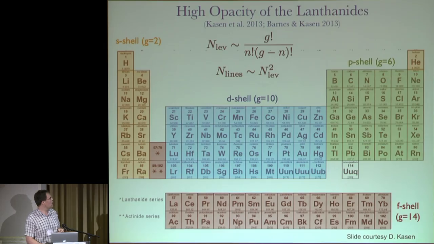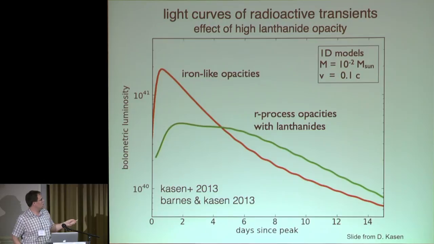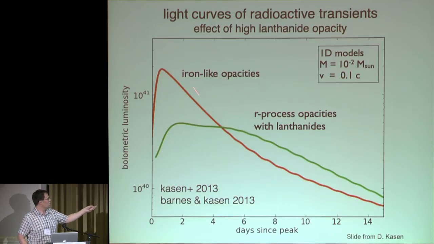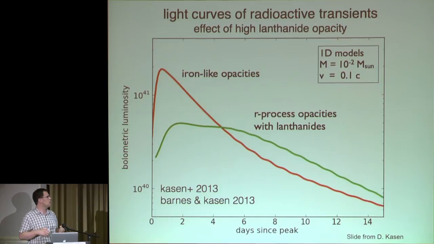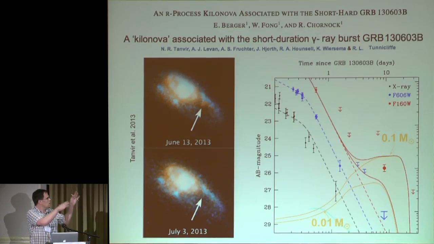And so if you include these higher opacities, instead of something that peaks in a fairly visual blue band on a time scale of a day, the matter has to expand further in order to radiate. And so it peaks on a somewhat longer time scale at a somewhat lower luminosity. And most importantly, you shift the spectral peak into the near infrared. Okay. This was already discussed several times, but this was the motivation for this potential discovery of this red bump in this short gamma ray burst, which was attributed to this potential kilonova detection after a short GRB.